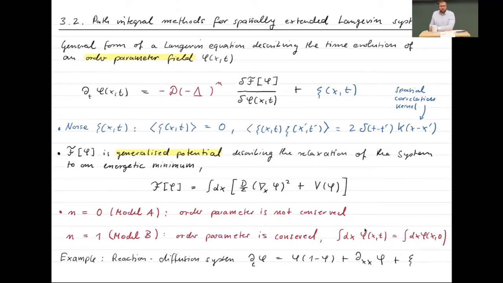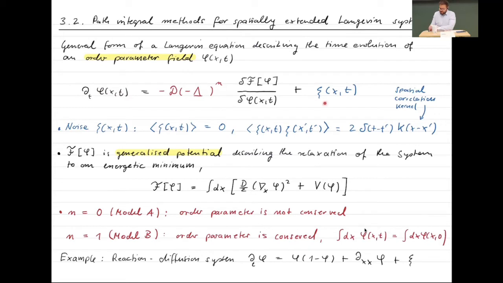Now it gets, of course, a little bit more complicated, but there's actually a classification scheme for a Langevin equation that describes systems that have spatial degrees of freedom. And this classification scheme you can see on the slide. So we're looking here at some time evolution of some field phi at a position x at a time t. And this time evolution is given by different components that are on the right-hand side.